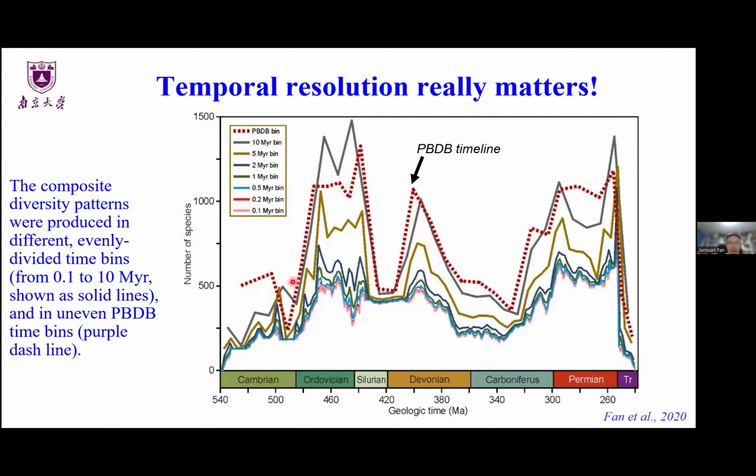So you can see that if we reduce the temporal resolution of our curve to different temporal resolutions, some of the biodiversity change patterns disappear or even become opposite. For example, some of the declines, the biodiversity valley here, on the PBDB timeline become obscure or even become a little higher. So that's why the temporal resolution really matters if we want to study the long-term patterns in Earth history.